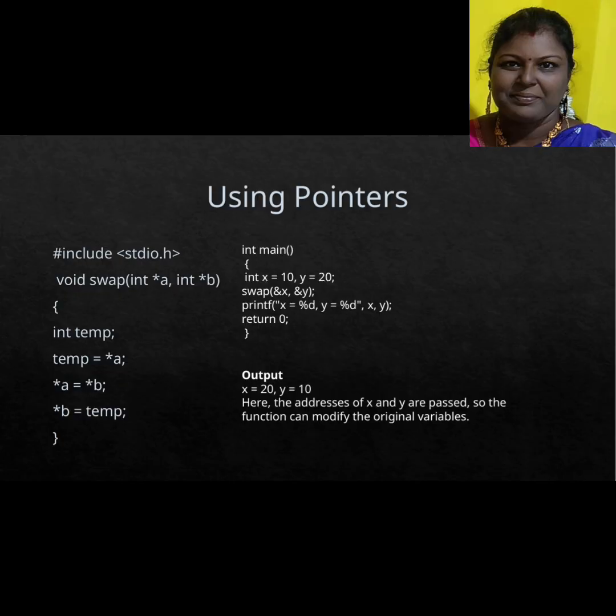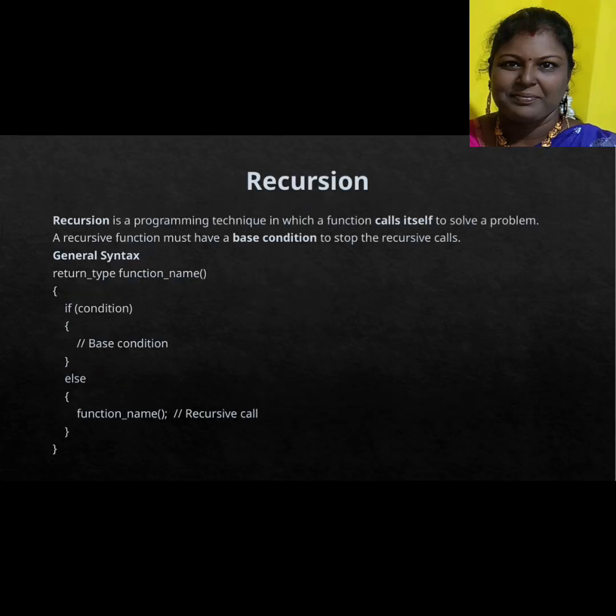Recursion is a programming technique where a function calls itself to solve a problem. It's a powerful way to break down complex tasks into simpler ones. But there's a catch. Every recursive function needs a base condition. This base condition stops the function from calling itself endlessly. Without it, the program would run forever.